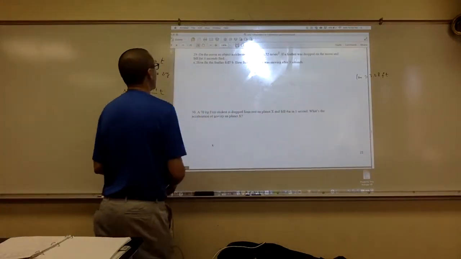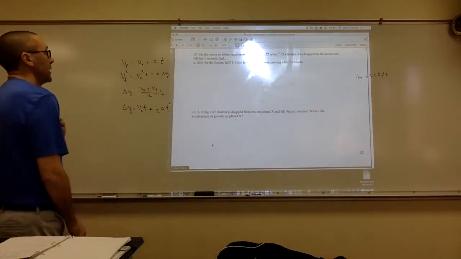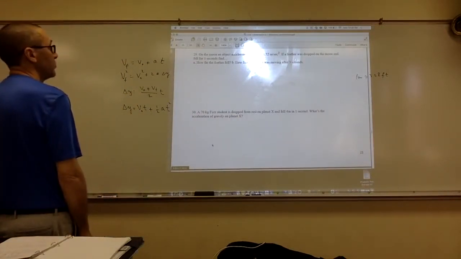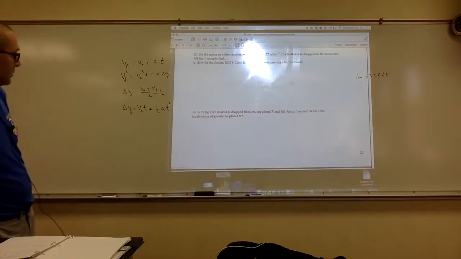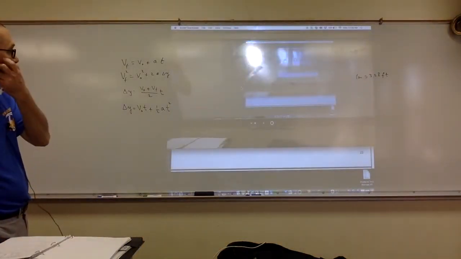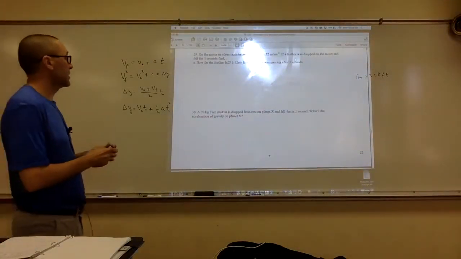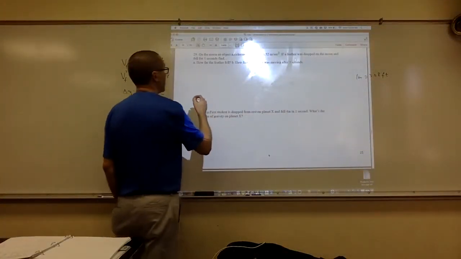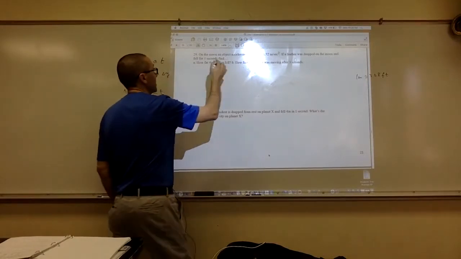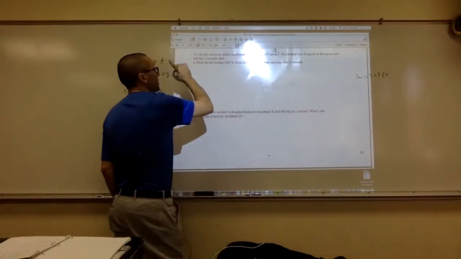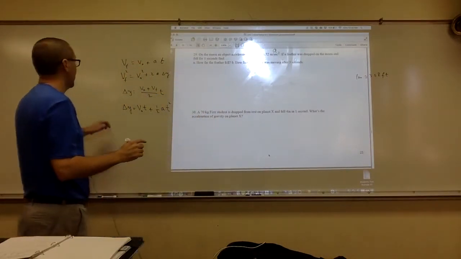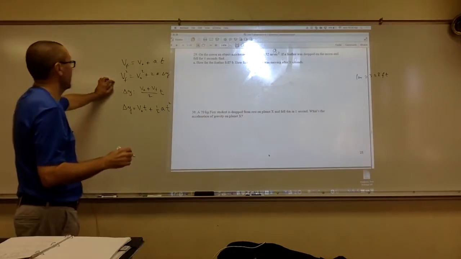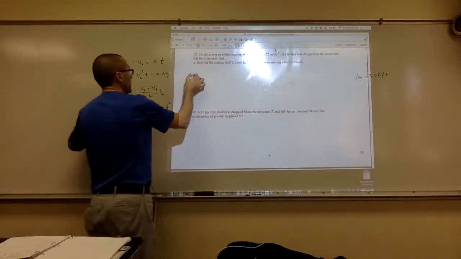Right. 29. On the moon, an object accelerates at a rate of 1.52 meters per second squared. If a feather was dropped on the moon and fell for 3 seconds, find how far the feather fell. Okay, so we have the acceleration. We started with an initial velocity of 0, and we have the time. So we have to use an equation that does not have final velocity in it. So I'm going to use this one.